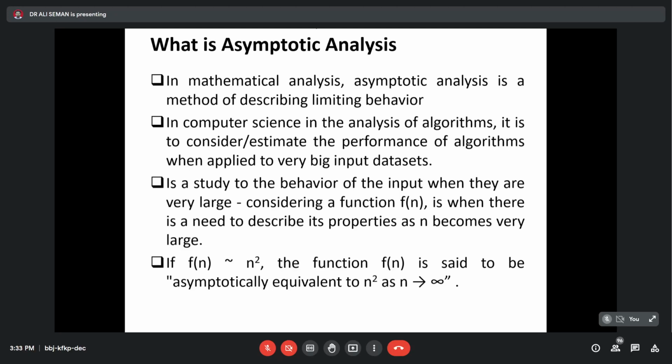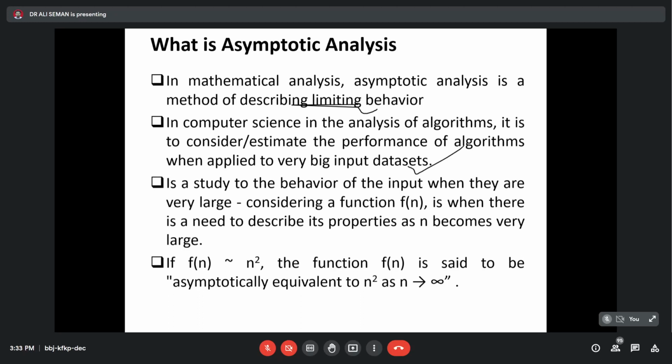That is asymptotic analysis. So in computer science, in the analysis of algorithms, it is to consider or estimate the performance of an algorithm when applied to a very big input data set. Meaning that our complexity is not based on the problem exactly, but based on the input. If our input grows until a certain amount, which is actually infinity, becoming bigger and bigger, what is the behavior?